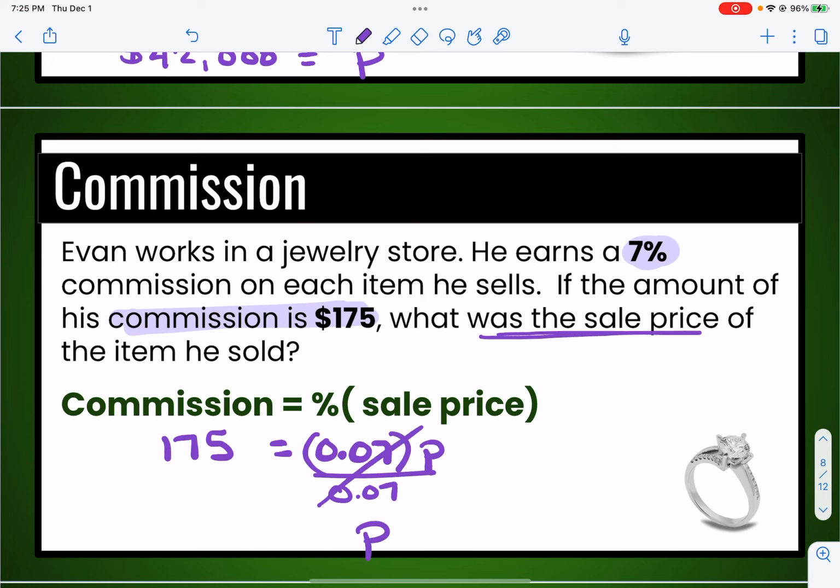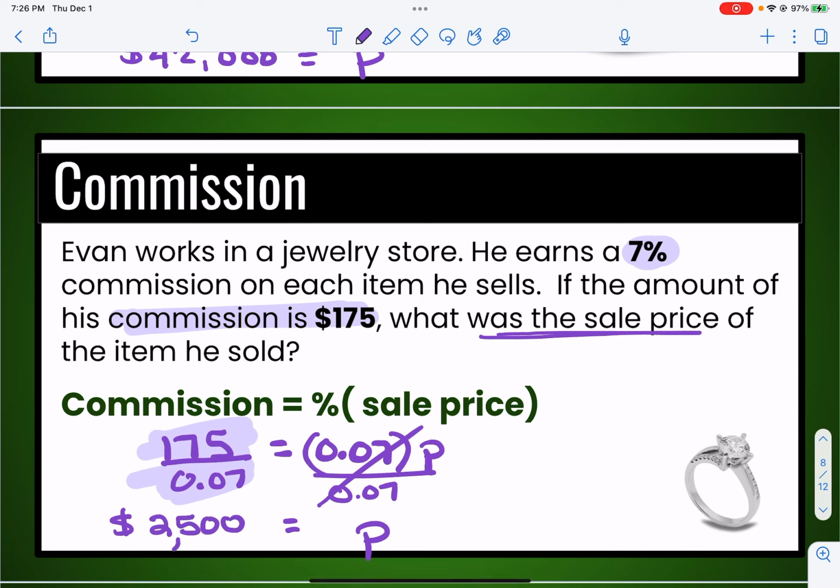They make that invisible 1 that we love so much. And then over here, I'm just going to plug this piece into my calculator. 175 divided by 0.07. And when I do that, I get $2,500. So that is a really nice ring. $2,500.